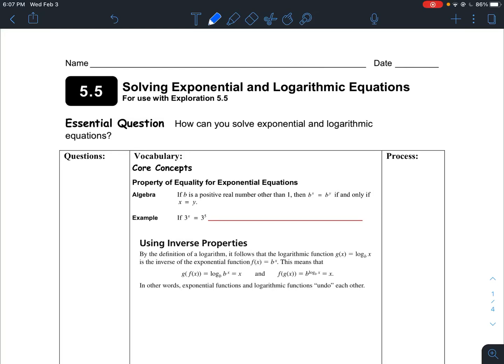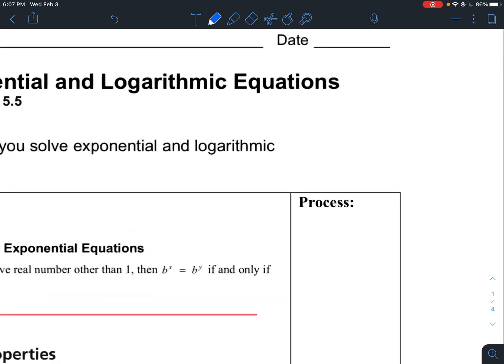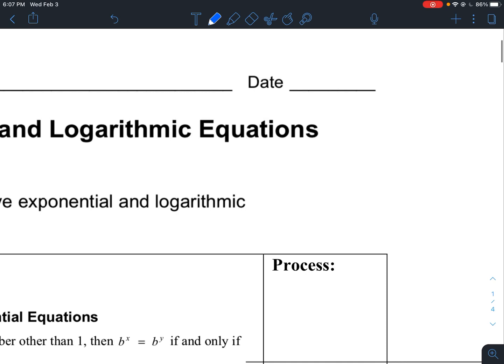Alright, so we are back for the last section of Chapter 5. And in this section, we're talking about solving equations using exponential and logarithmic expressions. So, throughout the course, we've talked about solving equations. We've used operations and inverse operations in order to help us solve equations.